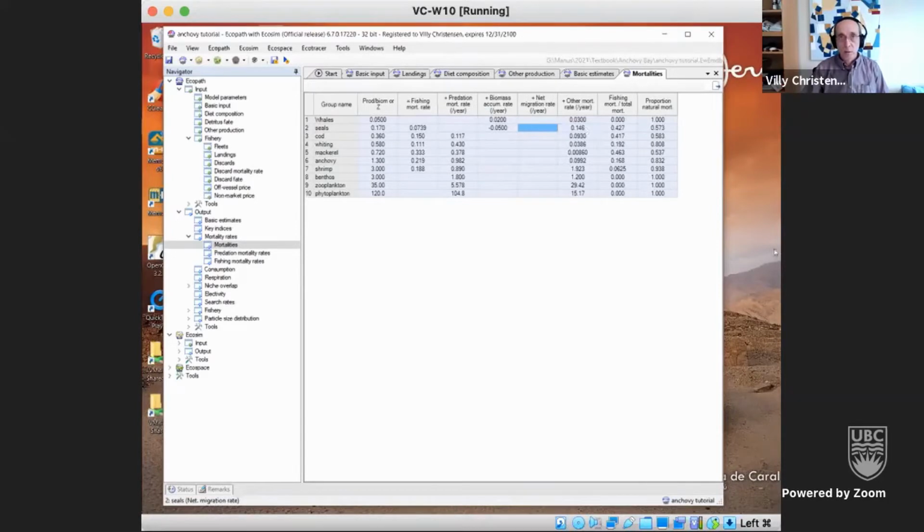I hope you made your way through it. If not, then I strongly suggest you do it, because you really get a sense of what goes into constructing a model and where the buttons are and so on.